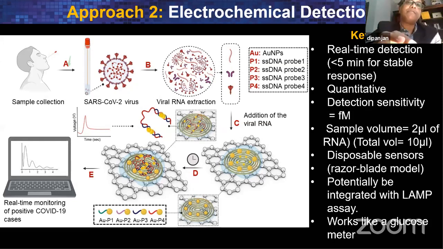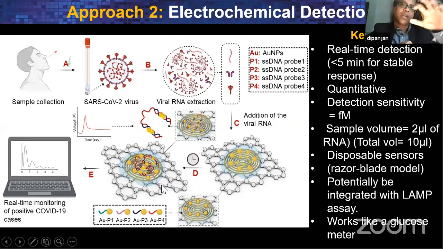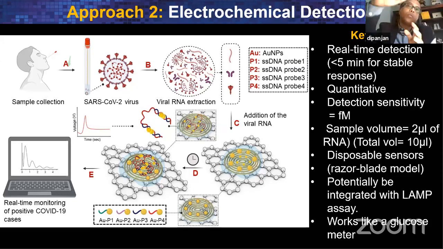Here we have a graphene-based sensing approach, with a contour-based microelectrode, and gold nanoparticles that we developed previously are immobilized on this microelectrode. When the viral RNA comes and binds to these ASOs, there will be a change in the overall impedance or the resistance of the graphene, because graphene is conductive in nature. So this is a real-time detection, and this is even faster. Less than 5 minutes for a stable response is required.